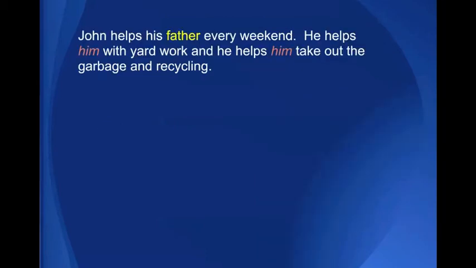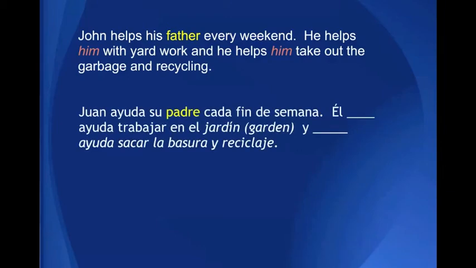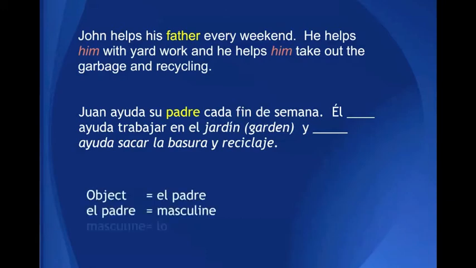Let's look at some sentences. Let's look at those first sentences we looked at in English. Now let's put it in Spanish and replace my father, or mi padre, with a blank for the direct object pronoun. Remember, it has to go before the verb. So we put it before the verb help, or ayuda. El padre is the object, and it is masculine. So that means I use lo. Now let's put them in the sentences. Cool. I'm starting to get this.